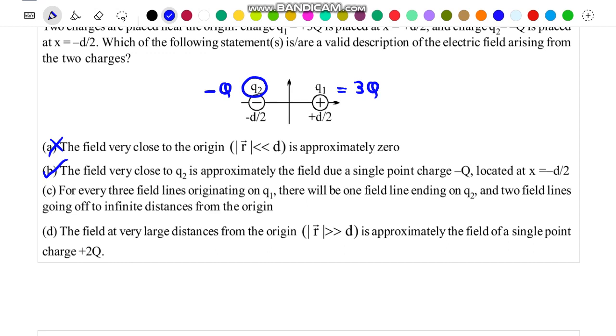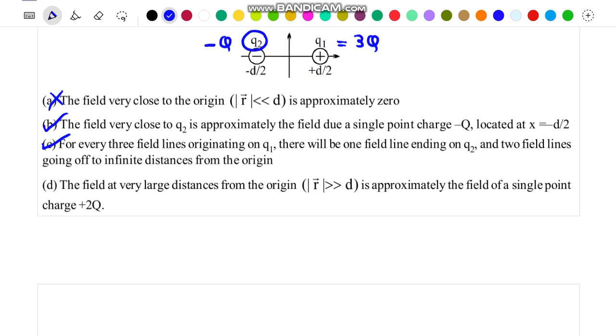Further, in option C it is given that for every 3 field lines originating from q1 there is one field line ending on q2 and 2 field lines going off to infinite distances, which is again correct because we know that the number of field lines drawn from a given charge is always proportional to the magnitude of charge. So again you can see the ratio of the two charges is 3:1. So for every 3 field lines drawn from plus 3q, only one field line will terminate at minus q, and the rest 2 will terminate at infinity.